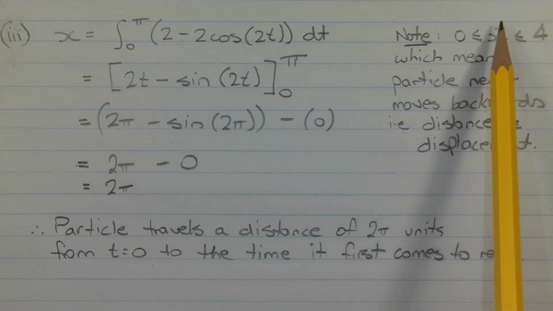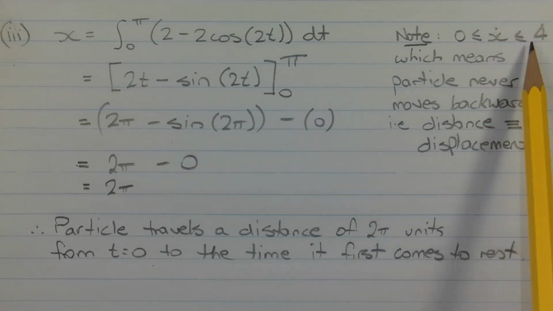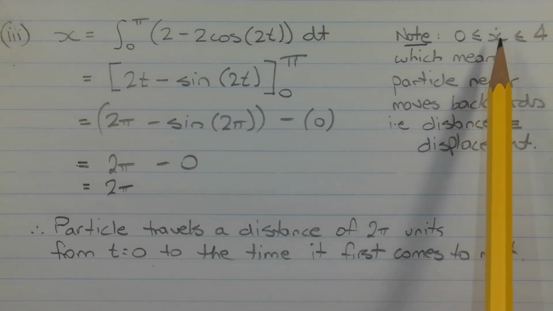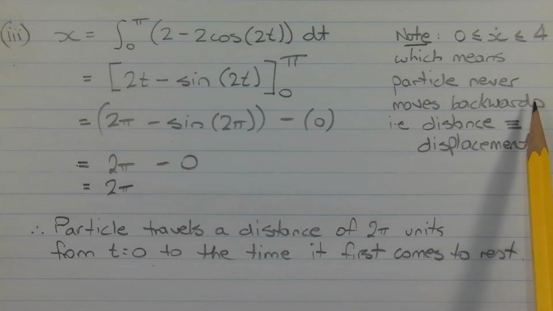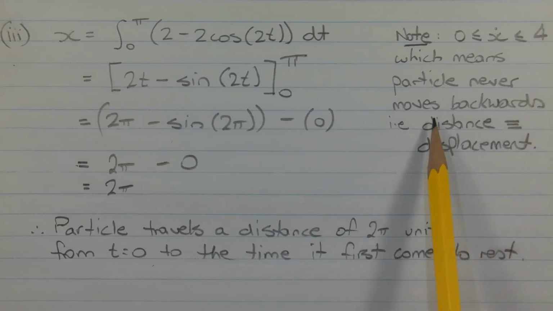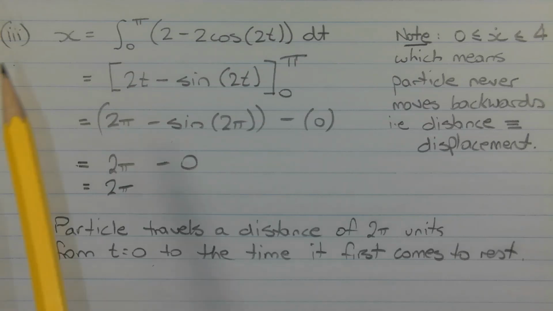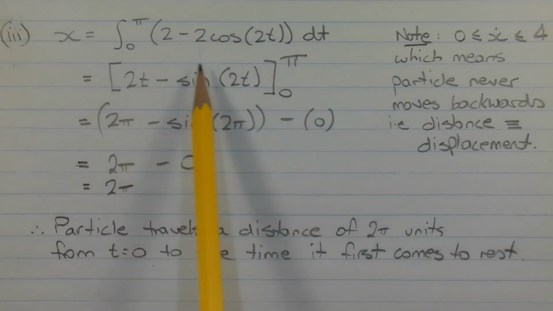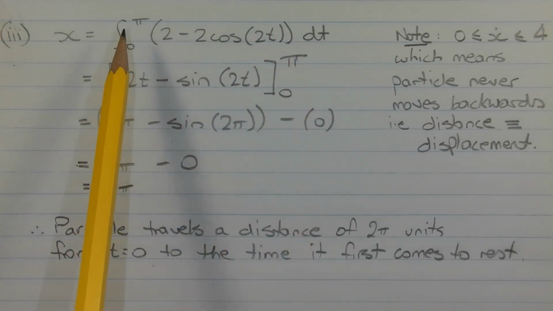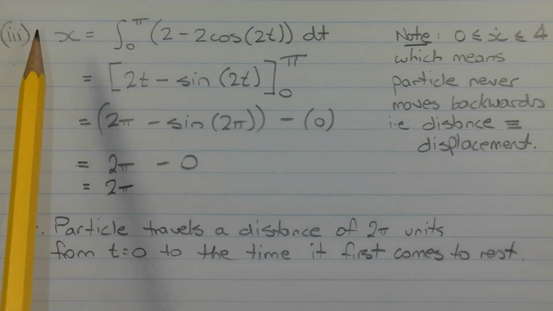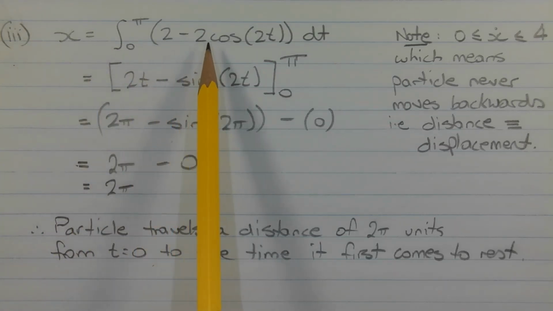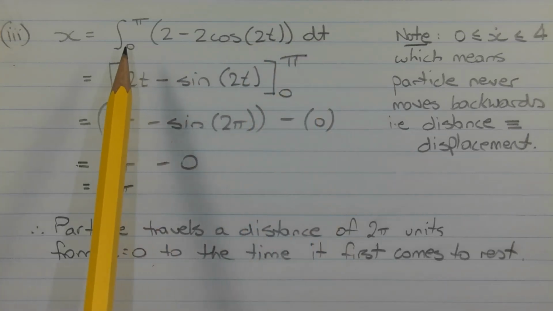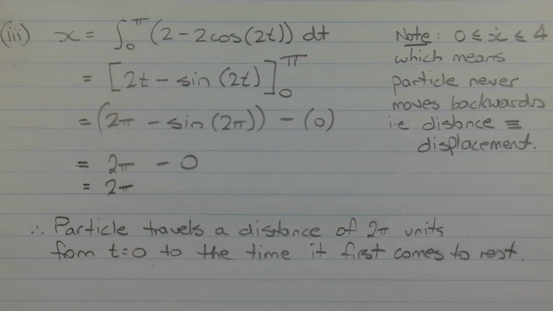It's not so important that the velocity is less than or equal to 4, but what is important is that the velocity is never negative. This means that the particle never moves backwards, and this also means that the distance is equivalent to the displacement in this context. So all we need to do is to integrate the velocity equation from time t equals 0 to t equals pi. So the displacement or the distance x is equal to the integral of 2 minus 2 cos 2t dt from t equals 0 to t equals pi.